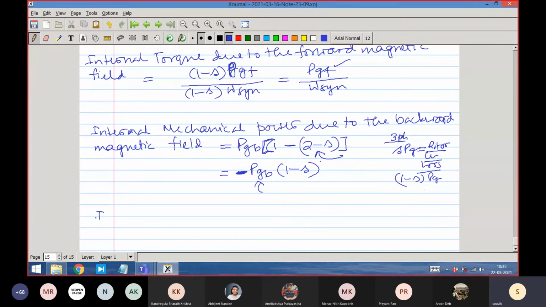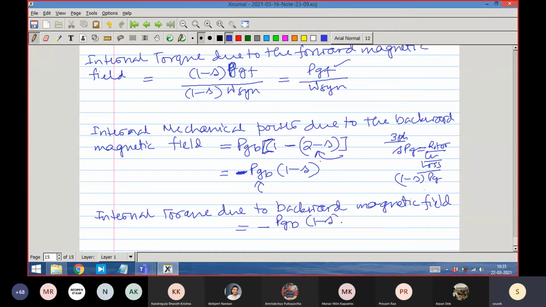So the internal torque due to the backward field must be equal to minus PGB into 1 minus S by 1 minus S into omega s, because the rotor speed is the same. So it is minus PGB by omega s.